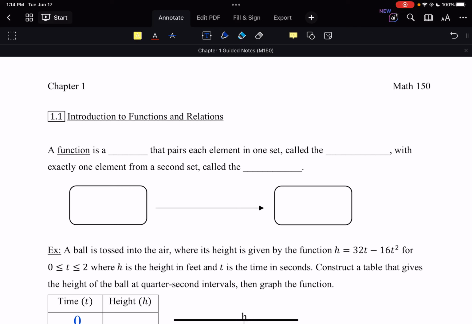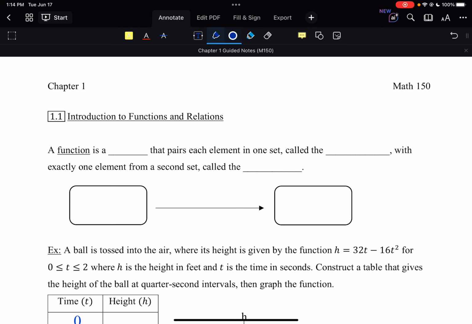Welcome to section 1.1. As we begin our journey through calculus, we're going to be starting off with some review of some algebra topics, just to kind of ease us into this. We're going to be starting off in section 1 talking about the idea of a function and relations, and see kind of how we relate variables to one another.